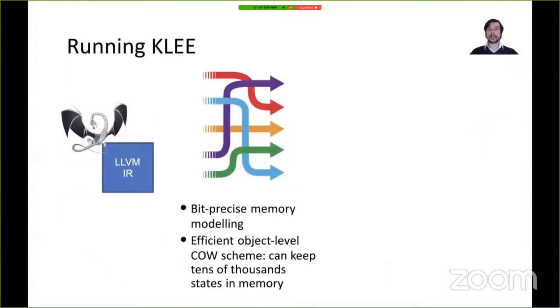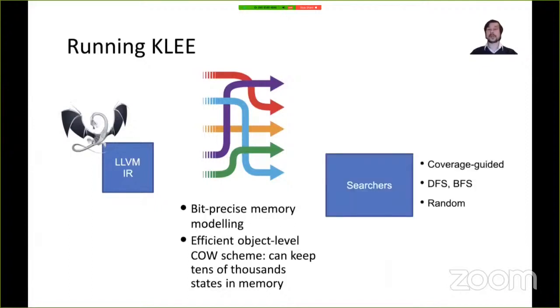After we've compiled the application, KLEE can run it and each potential path for this application. For every path, KLEE bit precisely models the memory and its accesses. And using a very efficient object-level copy-on-write schema, KLEE is able to keep tens of thousands of those paths simultaneously in memory. To direct KLEE to specific parts of the application, the user can use searchers.